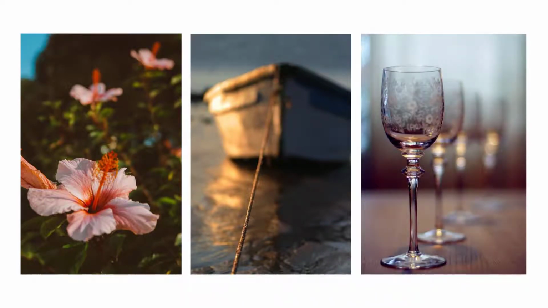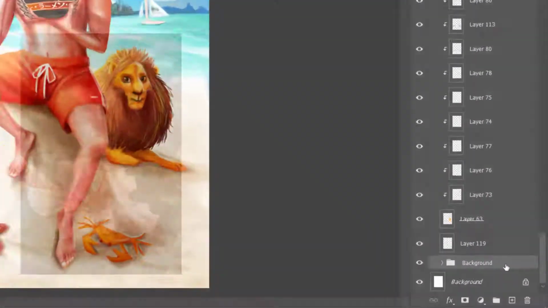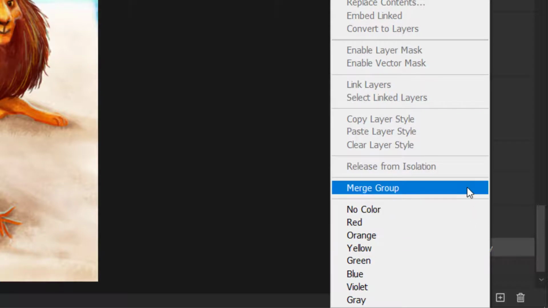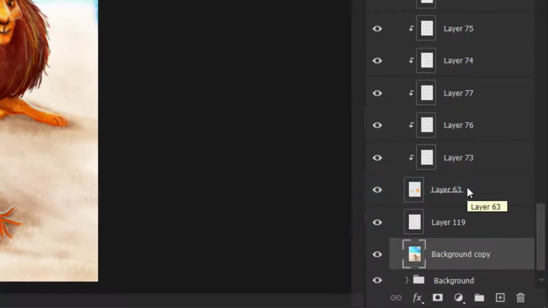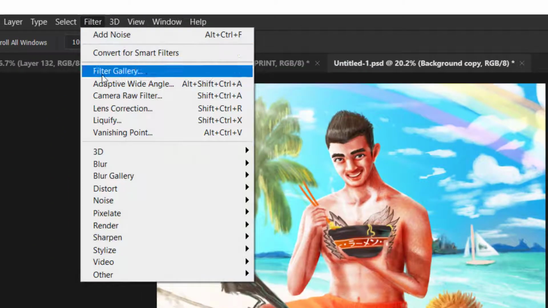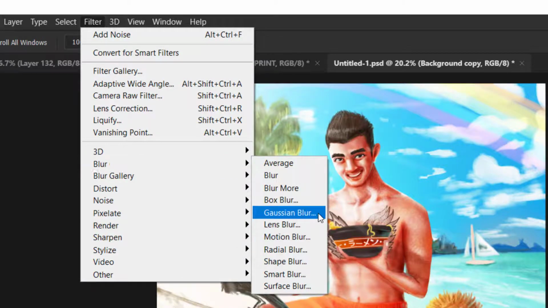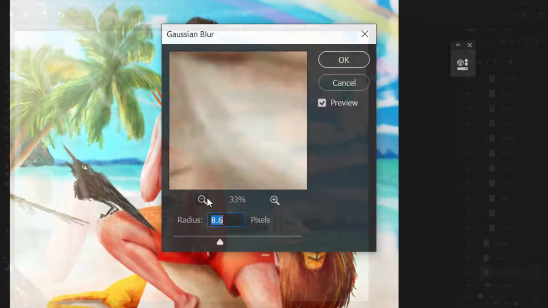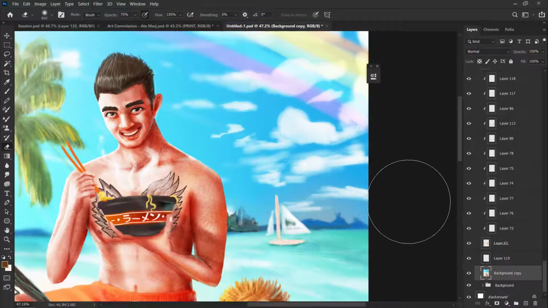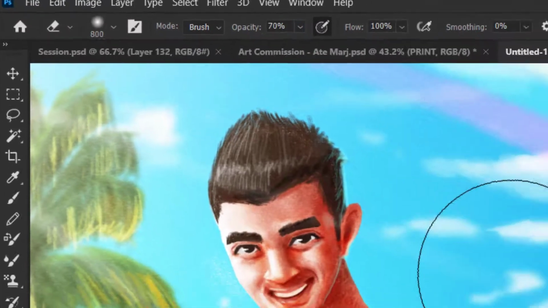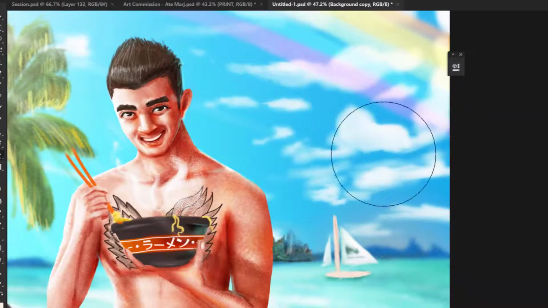To do it, make sure that your drawing is finished and final. Merge the layers and make a copy of your finished illustration to use for blurring the background. Now, go to Filters, Blur, and then Gaussian Blur. Find your soft brush. Use 70 or 80% pressure to reveal the main focus. Then, that's it.